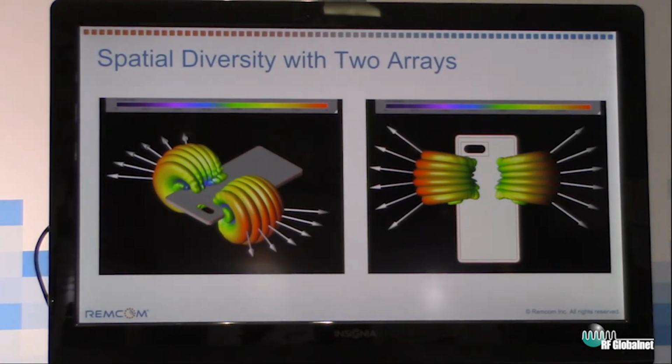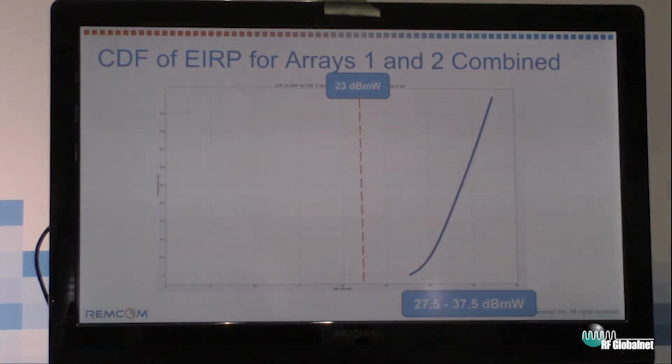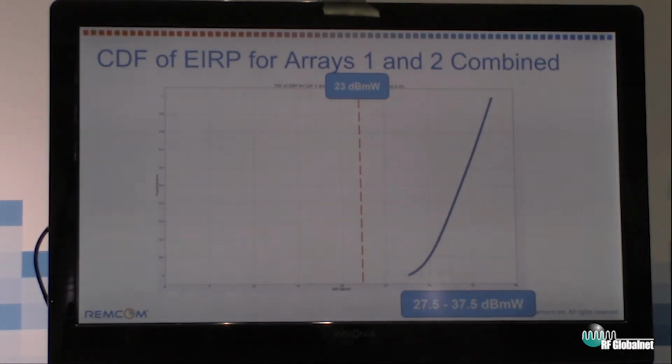For comparison, let's look at a second case where the phone can dynamically switch between an array on the left and on the right side. This is similar to a spatial diversity application. When we look at this graph, we can see the 2 arrays are able to provide much better performance, and now the lower end of EIRP is 27.5 dB milliwatts.